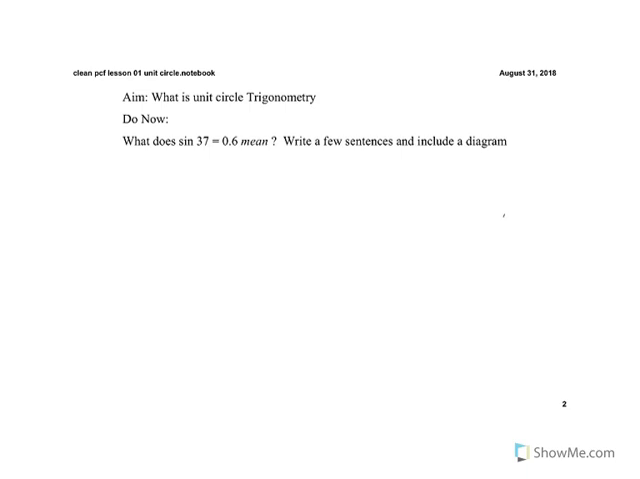A really important topic in pre-calculus is something called unit circle trigonometry, which is similar to something called right triangle trigonometry. And anytime you're talking about trigonometry, you're dealing with the words sine, cosine, and tangent. So an important question is, what does it mean when I say something like sine 37 equals 0.6? Like, what does that even mean?